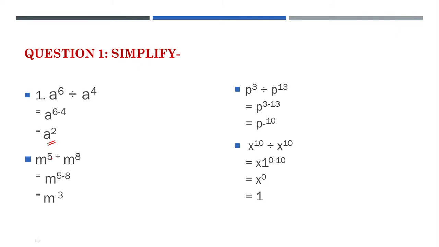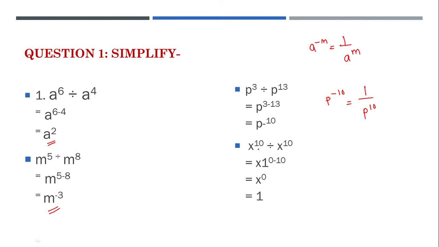Then m raised to 5 divided by m raised to 8. Take the common base and subtract the powers. 5 minus 8 will be minus 3. So the answer is m raised to minus 3. Then we have p raised to 3 divided by p raised to 13. Subtract the powers, you will get p raised to minus 10. Children, this p raised to minus 10 can also be written as 1 upon p raised to 10. Why? Because a raised to minus m is equal to 1 upon a raised to m. If you write this much, that is okay. If you convert this, that is also okay.